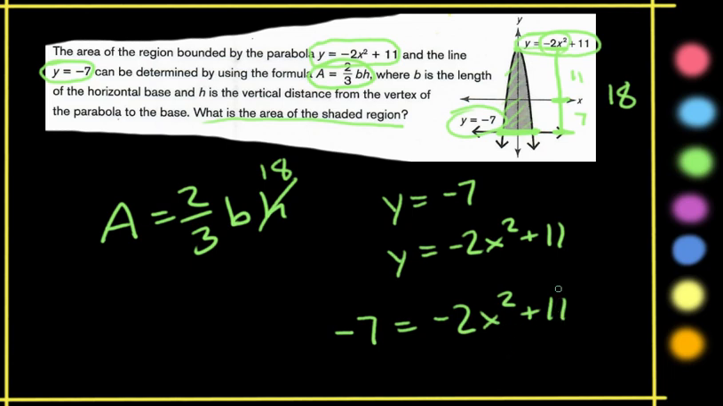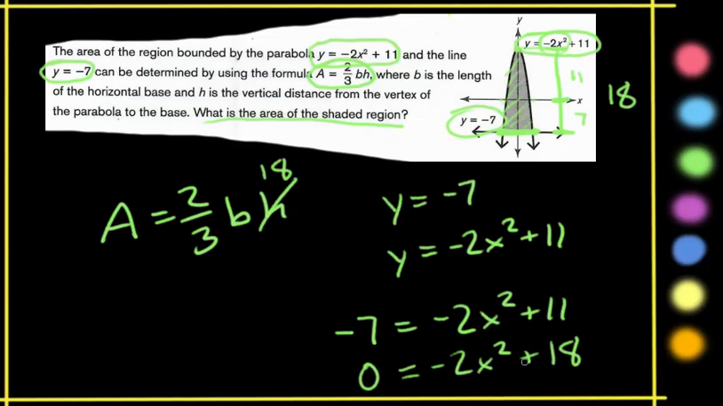Another way to do this is to think, if I add 7 to this parabola, those 2 points will just move up onto the x-axis where y equals 0. So I could set it equal to 0 if I add 7 to that. But anyway, that's what we're doing here. We add 7 to both sides. We get 0 equals -2x squared plus 18.